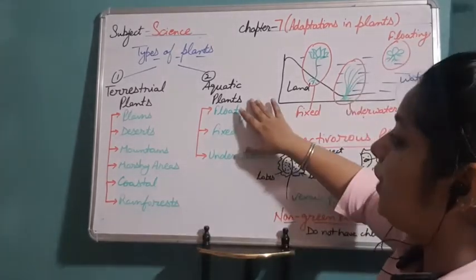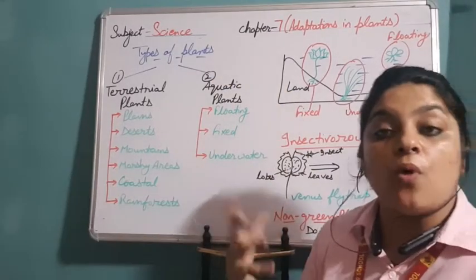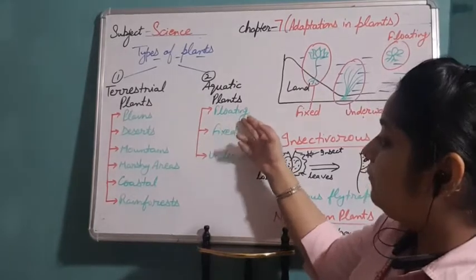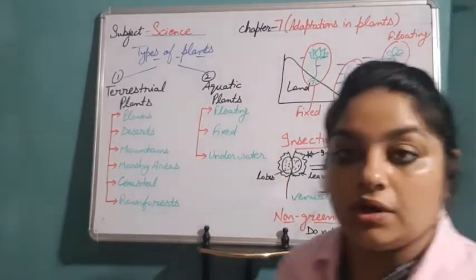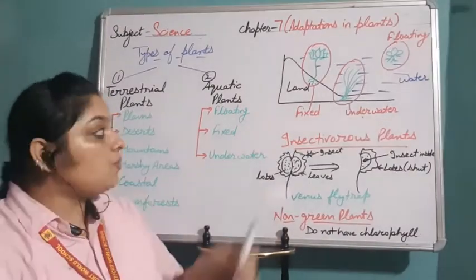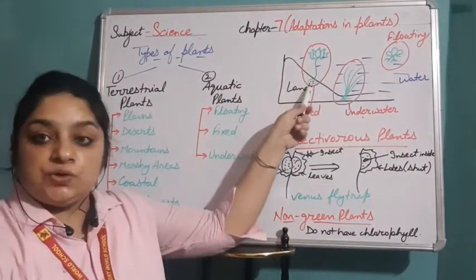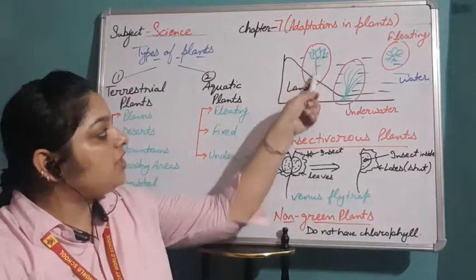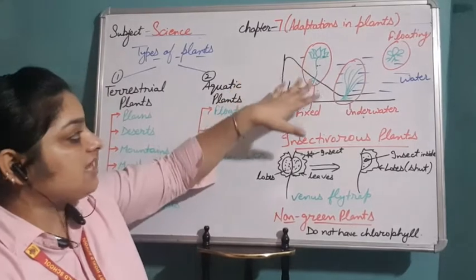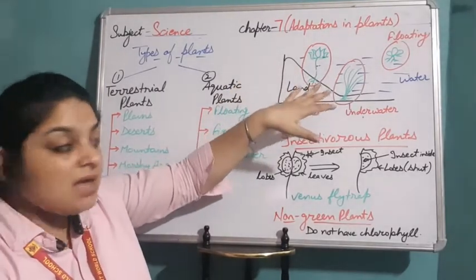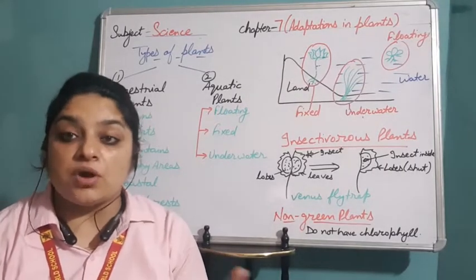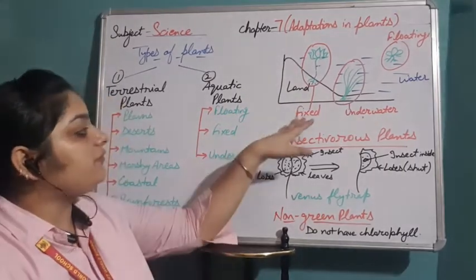Next one is aquatic plants. The plants which grow in water, we call them aquatic plants. There are three categories: floating, fixed, and underwater. First of all, fixed plants are the plants whose roots are fixed into the soil. They have a long stem, and these types of plants get their nutrition from the soil only, but their part grows on the surface of the water. For example, lotus and water lily are examples of the fixed plants.